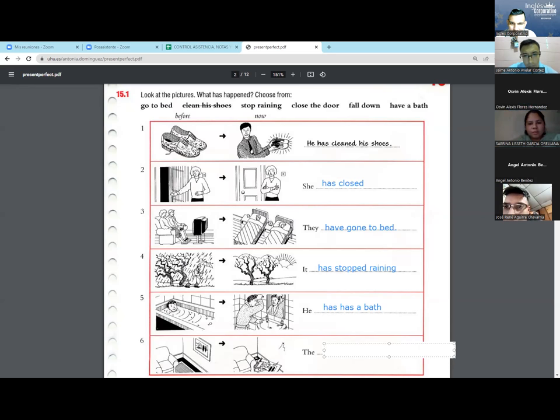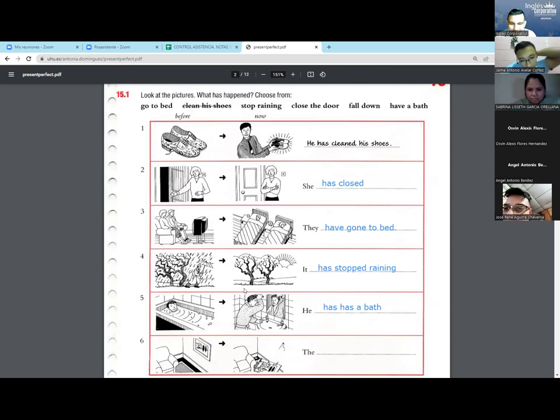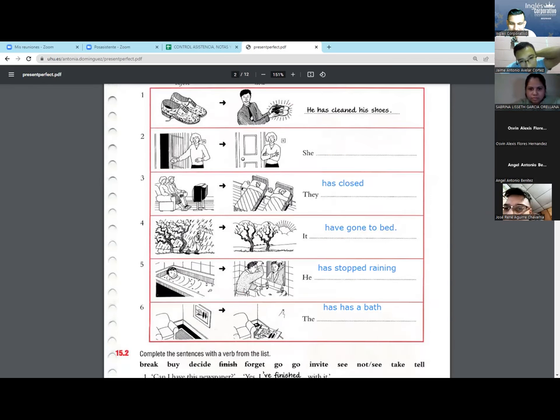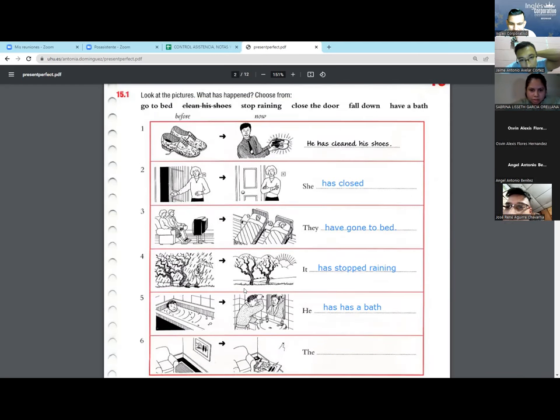Yo no veo la imagen hasta abajo, teacher. No se distingue qué es.